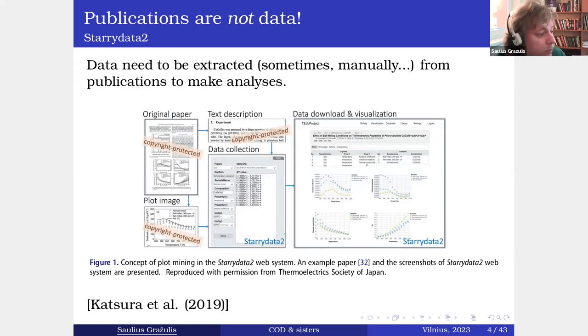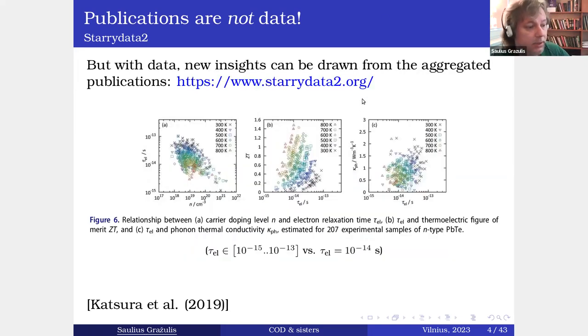So for example, here people from Japan, from the Starry Data group, the references here, go through publications in materials science and extract data that is encoded in tables and graphs. Data are not copyrighted, and they put it into a computer usable form. And when we do this, we can immediately see an overview of a large number of data points. For example, they report that they discovered that some parameters like thermoelectric constants vary quite a lot in reported measurements, by two orders of magnitude in this graph, whereas the theoretical estimate was that this should be constant for these types of materials. So again, having all data in one place is a benefit, but it takes a lot of work to extract it.